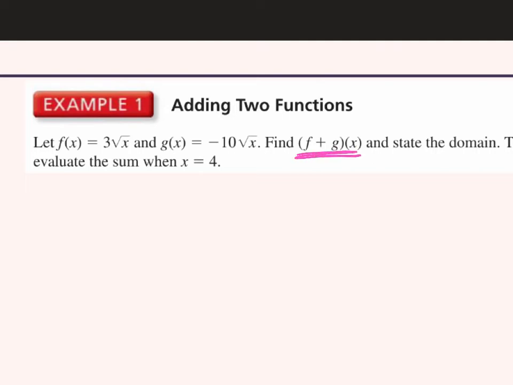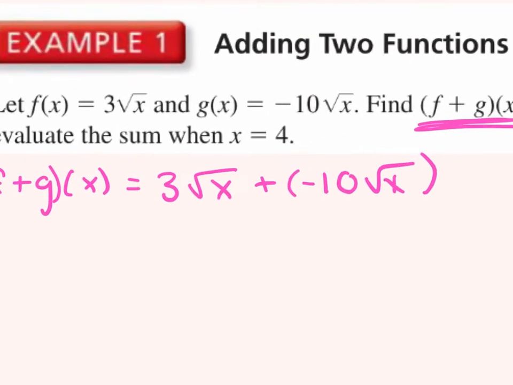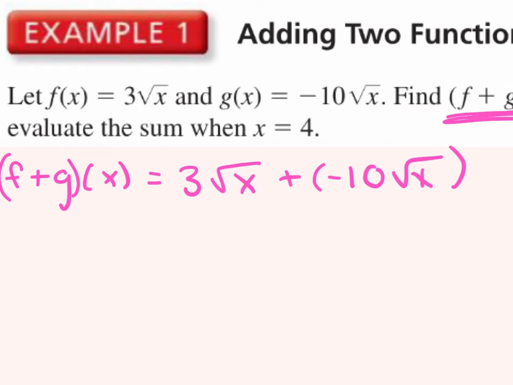First thing we need to do is add our two functions together. So f plus g of x is just our f of x function, which is 3 square root x, plus our g of x function, which is negative 10 square root x. So we just add our f of x and g of x together. Can we combine these two? Can we add this and simplify? Can we add these? Yeah. It's like 3 chickens plus negative 10 chickens. They have the same square root x, so we can just combine the coefficients. So what's 3 minus 10? Negative 7. So this is negative 7 square root x.